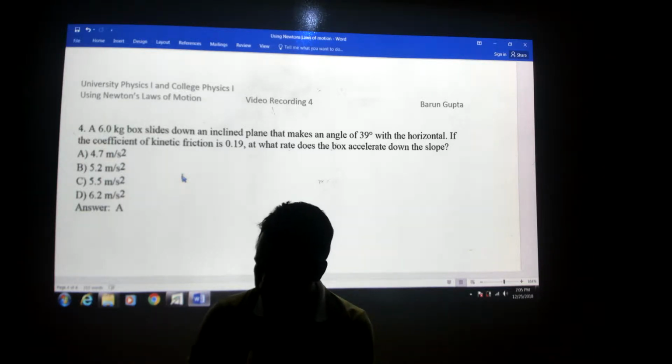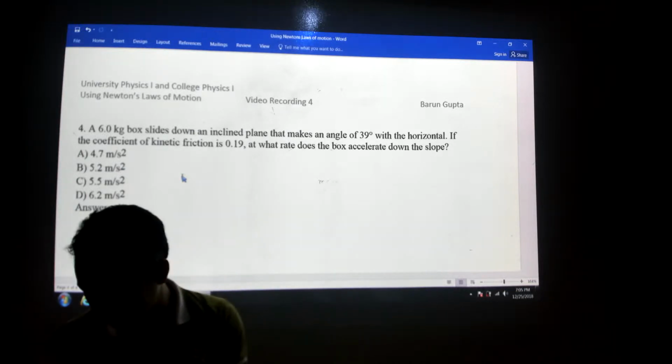In this problem, the user has to resolve the vectors, one along the inclined plane and the other perpendicular to the inclined plane, and you are given the coefficient of kinetic friction. The friction always acts opposite to the direction of the motion. Let's solve this problem.